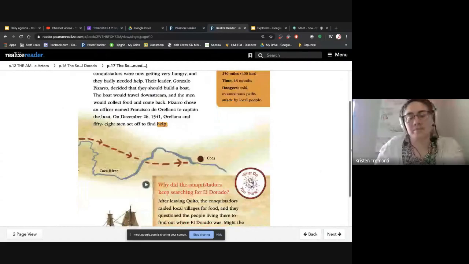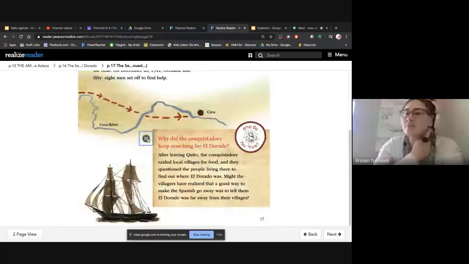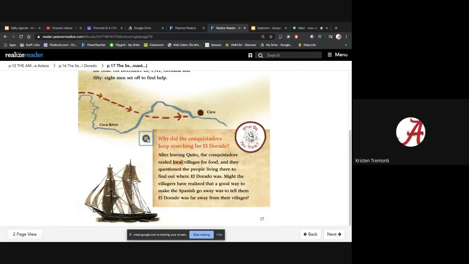What do you think? Why did the conquistadors keep searching for El Dorado? After leaving Quito, the conquistadors raided local villages for food, and they questioned the people living there to find out where El Dorado was. Might the villagers have realized that a good way to make the Spanish go away was to tell them El Dorado was far away from their villages?